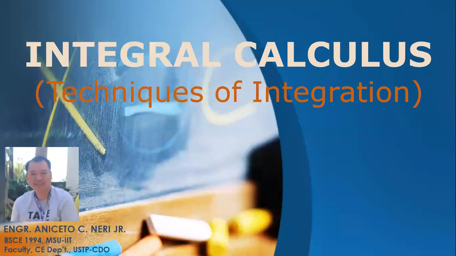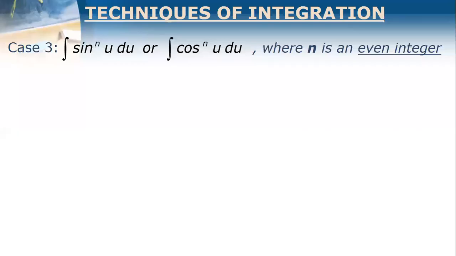In the previous video, I discussed cases 1 and 2 of the integration of powers of sine and cosine. So in this video, I'm going to discuss cases 3 and 4. Case 3 is when you have the integral of sine of u raised to n du, or the integral of cosine of u raised to n du, where n is an even integer.